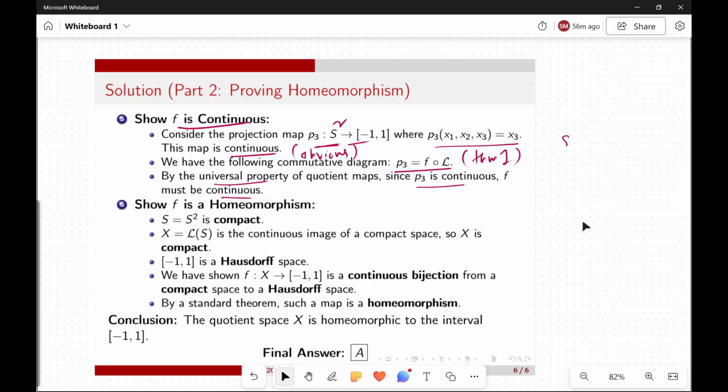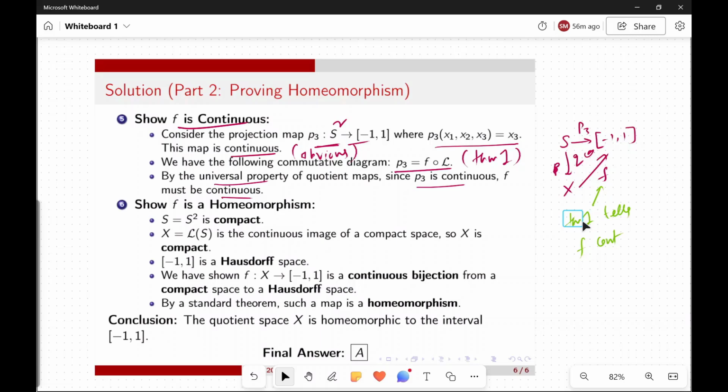We first define the map from the sphere to minus 1 to 1, and then we get a map from the sphere to X, that is the quotient map, and X to minus 1 to 1 is f, our map, and this is p3, and this diagram commutes. So theorem 1 tells that little f is continuous. There is nothing much to explain. So the continuity is over.